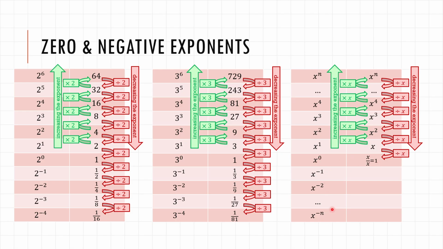And if we extend that idea down to the negatives, 1 divided by x is 1 over x. In the same way that 3 to the power of negative 1 was 1/3, 2 to the power of negative 1 was 1/2, x to the power of negative 1 is 1 over x. X to the power of negative 2, well, we just divide by x again and we get 1 over x squared. And we can keep doing that until we reach x to the power of negative n, which we know is going to be 1 over x to the power of positive n.